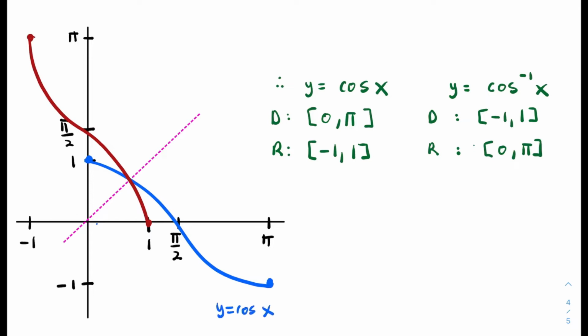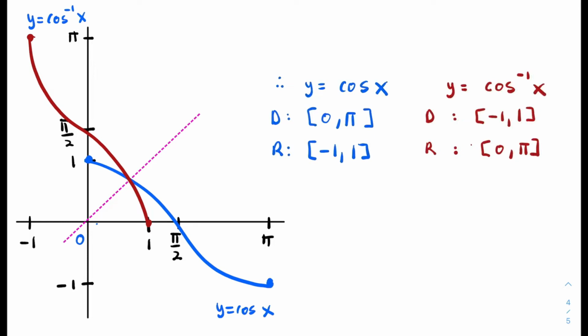Again, your domain is from 0 to pi, and your range is between 1 and negative 1. If you want the inverse function graph, you reflect about the line y equals x. You're going to get this red graph. I'm not going to show you the details of how to draw the graph, but you have to know that this is the function y equals cosine inverse x.